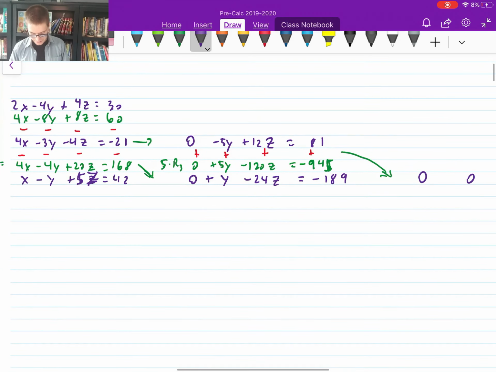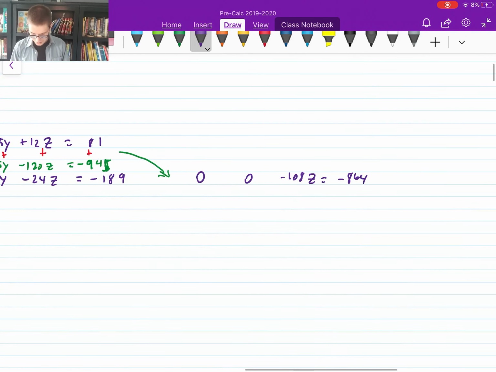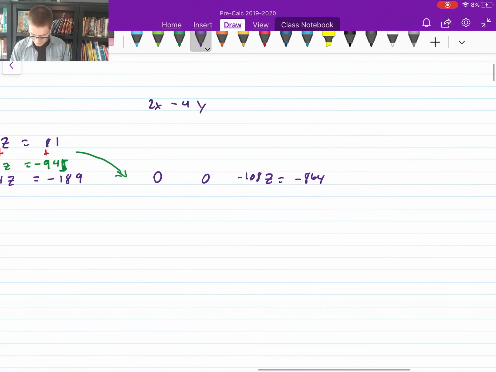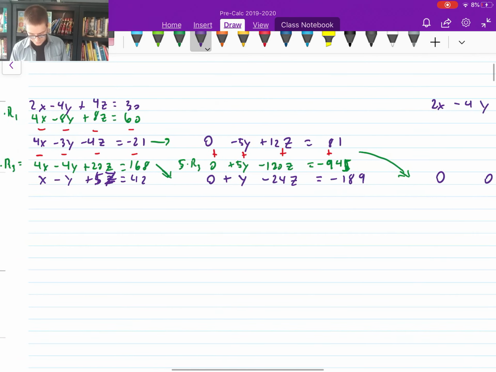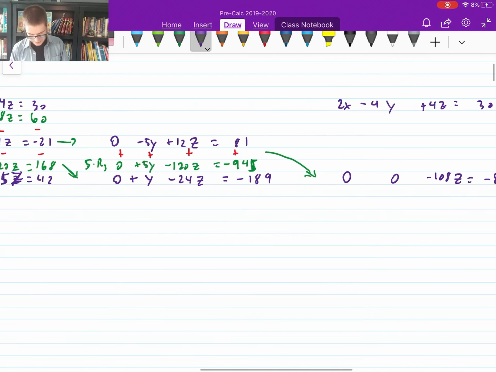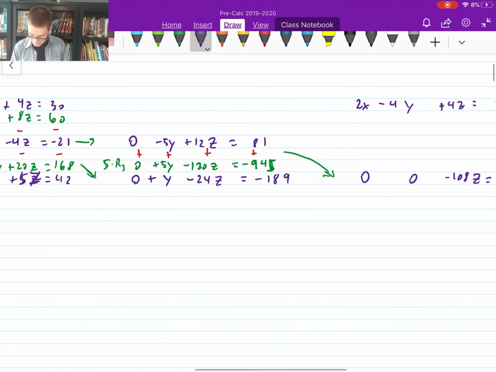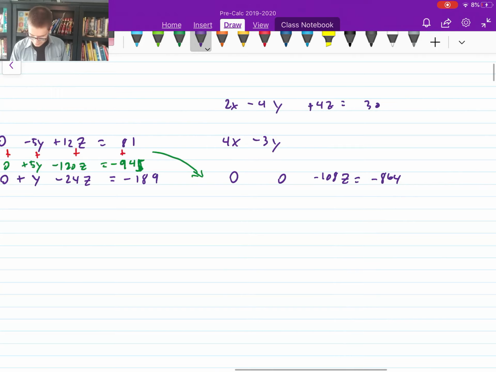2x minus 4y plus 4z equals 30. Let's see, it's the same row. Yeah. 2x minus 4y. We're doing the right row. 2x minus 4y plus 4z equals 30. And then 4x minus 3y minus 4z equals negative 21.